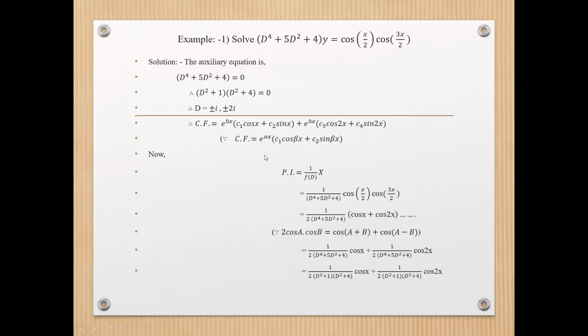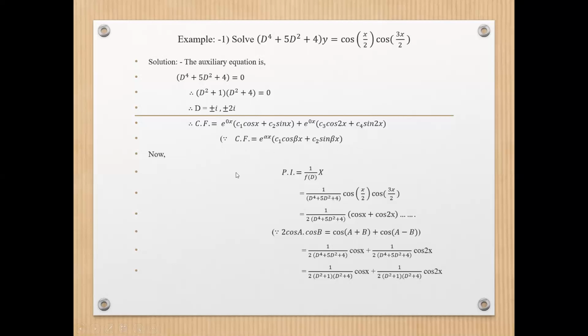Since we have written that if the roots of the auxiliary equation are alpha plus minus i beta, the complementary function is e raised to alpha x c1 cos beta x plus c2 sin beta x. Here alpha is 0, beta is 1. Here alpha is 0, beta is 2. Using this and adding, we get the complementary function for this linear differential equation.